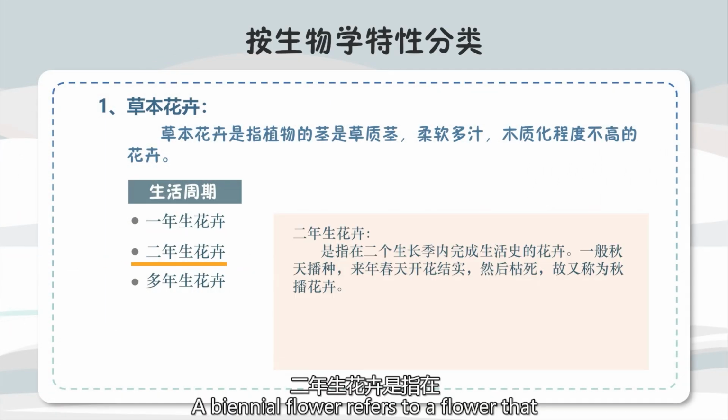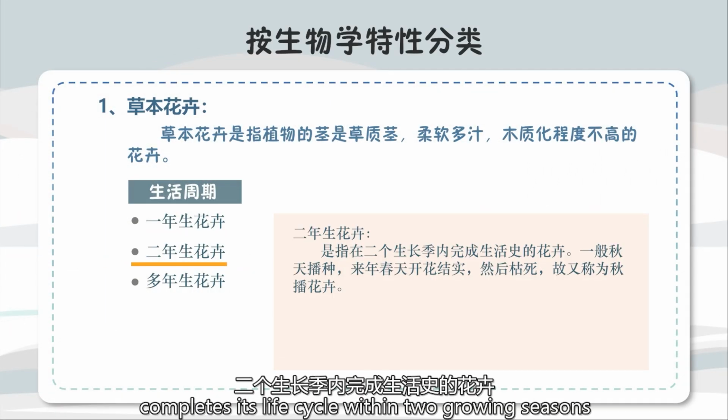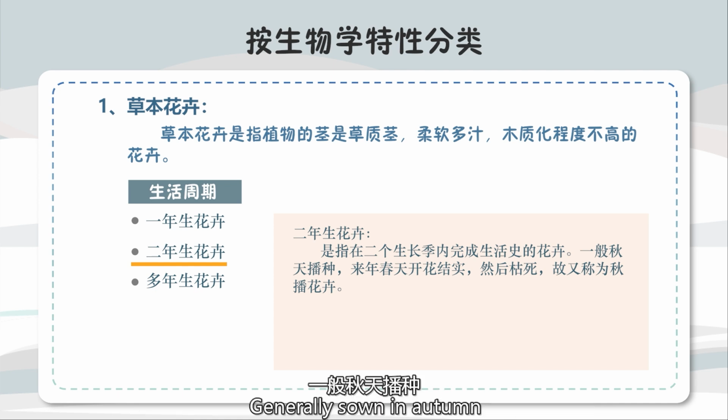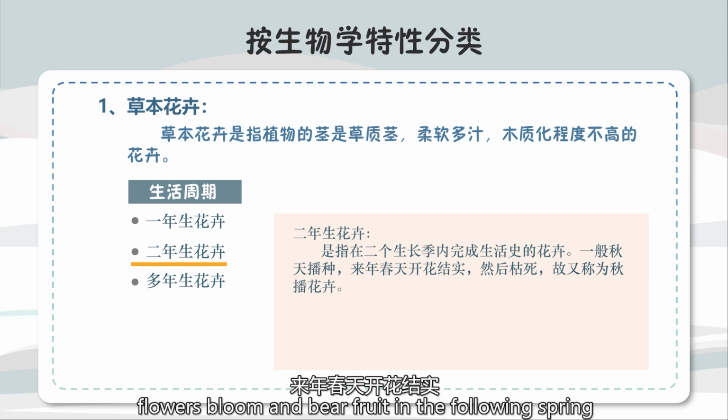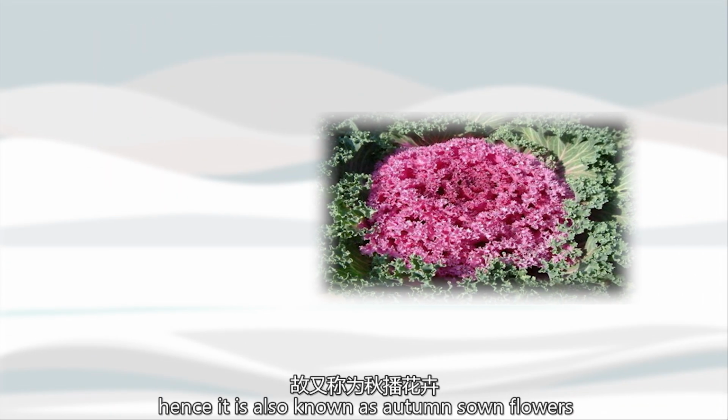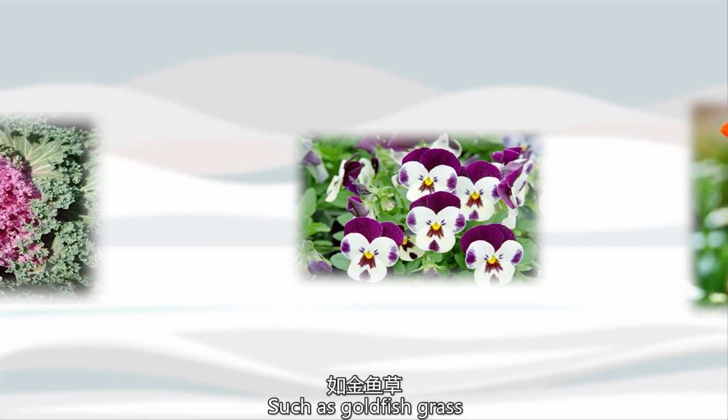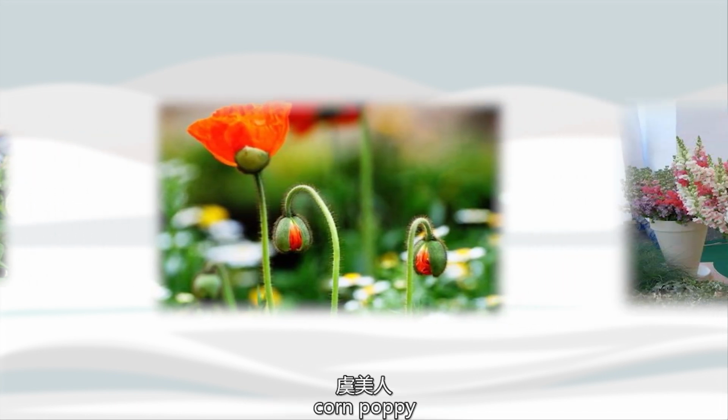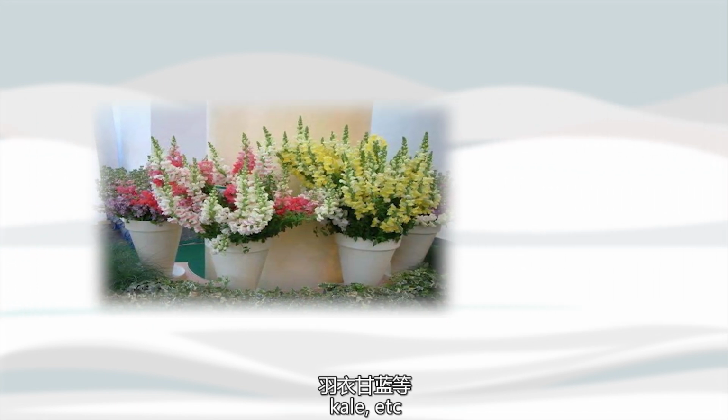Second, a biennial flower refers to a flower that completes its life cycle within 2 growing seasons, generally sown in autumn. Flowers bloom and bear fruit in the following spring and then wither. Hence, it is also known as autumn sunflowers, such as goldfish grass, chrome poppy, pansy, kale, etc.